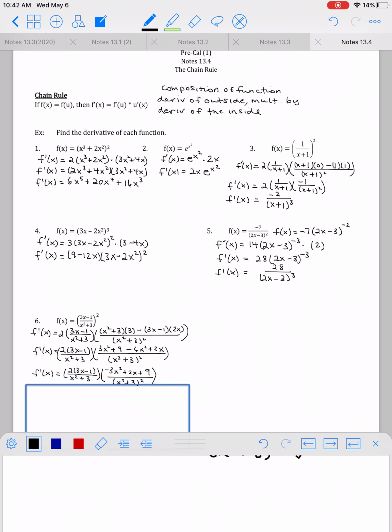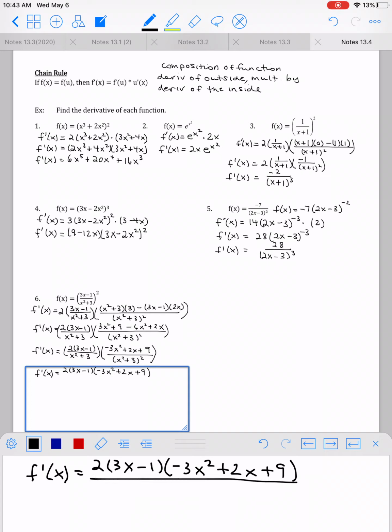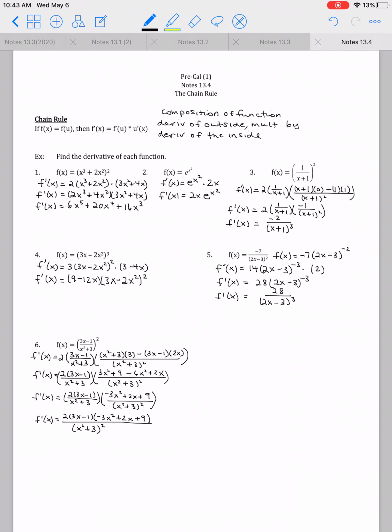So really, all we can do here is f prime of x, and we're just going to make it look pretty. 2 times 3x minus 1 times negative 3x squared plus 2x plus 9. And we're going to put that all over, and then on the bottom, we have x squared plus 3 quantity squared. So there's a nice intro into the chain rule. And remember, the derivative of e to the x is always e to the x.